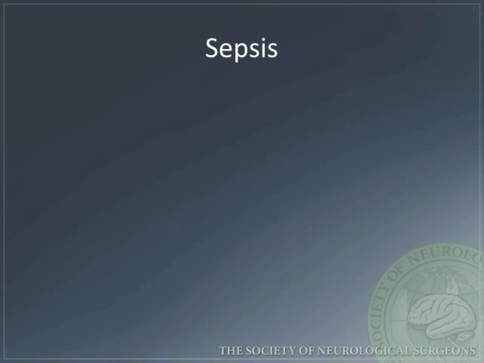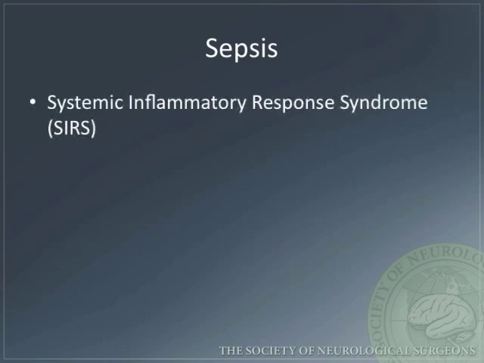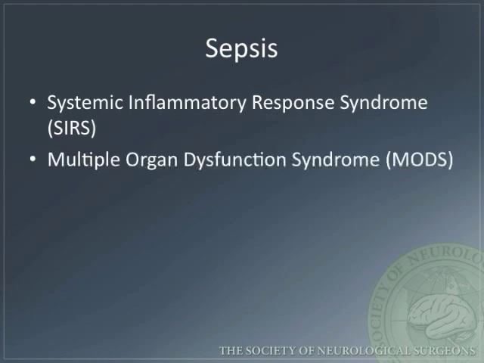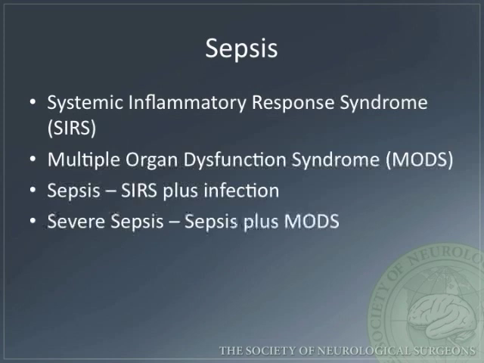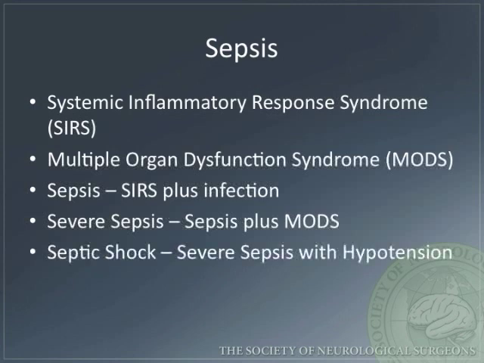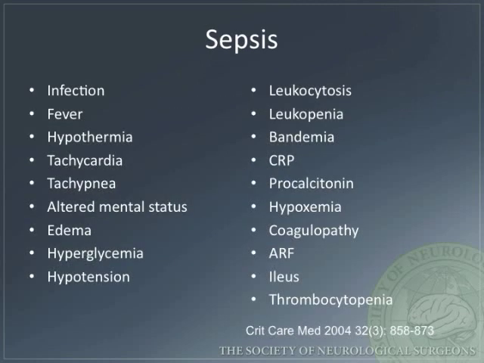Sepsis is a general term that covers a spectrum of conditions: systemic inflammatory response syndrome, SIRS; multiple organ dysfunction syndrome; sepsis, SIRS plus infection; severe sepsis, sepsis plus multiple organ dysfunction syndrome; and septic shock, severe sepsis with hypotension. Sepsis may manifest with numerous signs and symptoms. Here is a list of possible findings in this patient population.